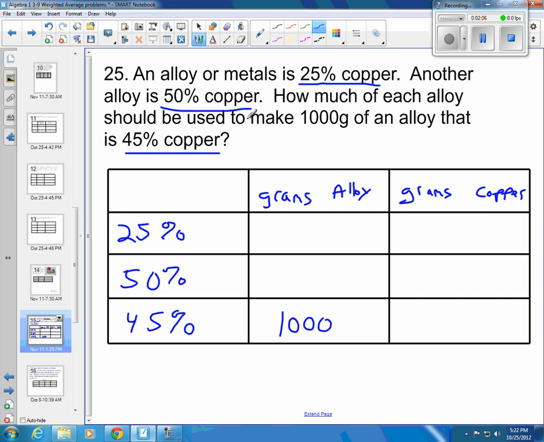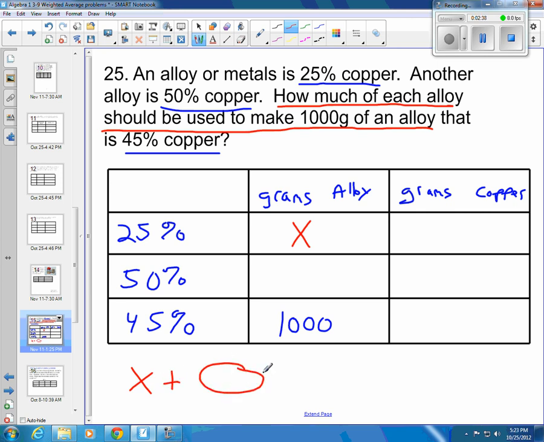Okay, so we've got a bunch of stuff, and none of it's filled in, so we've got to start filling stuff in. We want to know how much of each alloy should be used to make 1,000 grams. Right? That's our question being asked. You should always start all problems with trying to figure out what you really need to know. Well, we know that in total we have 1,000, which means that this number here needs to be added to some number and get to 1,000. So if you've got x plus some number, it has to be 1,000.